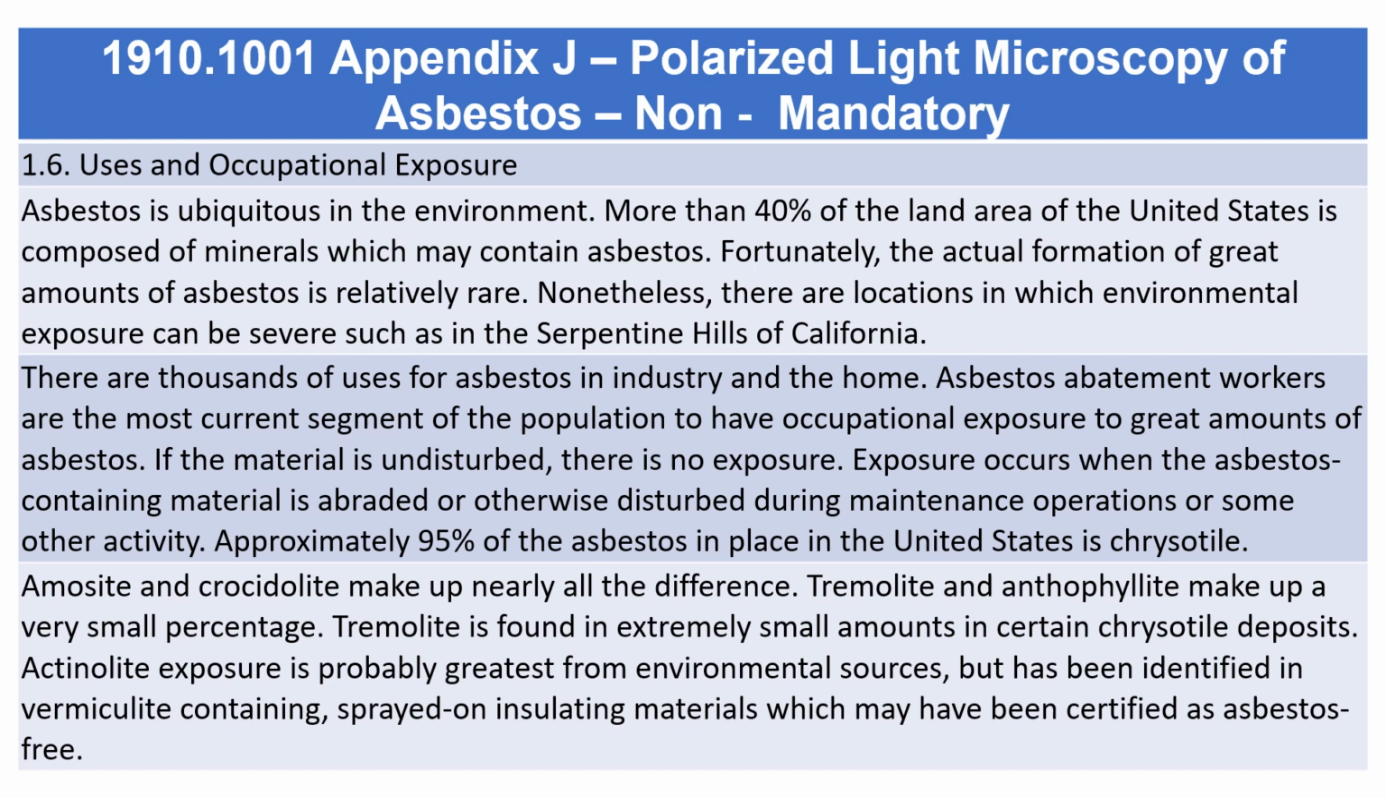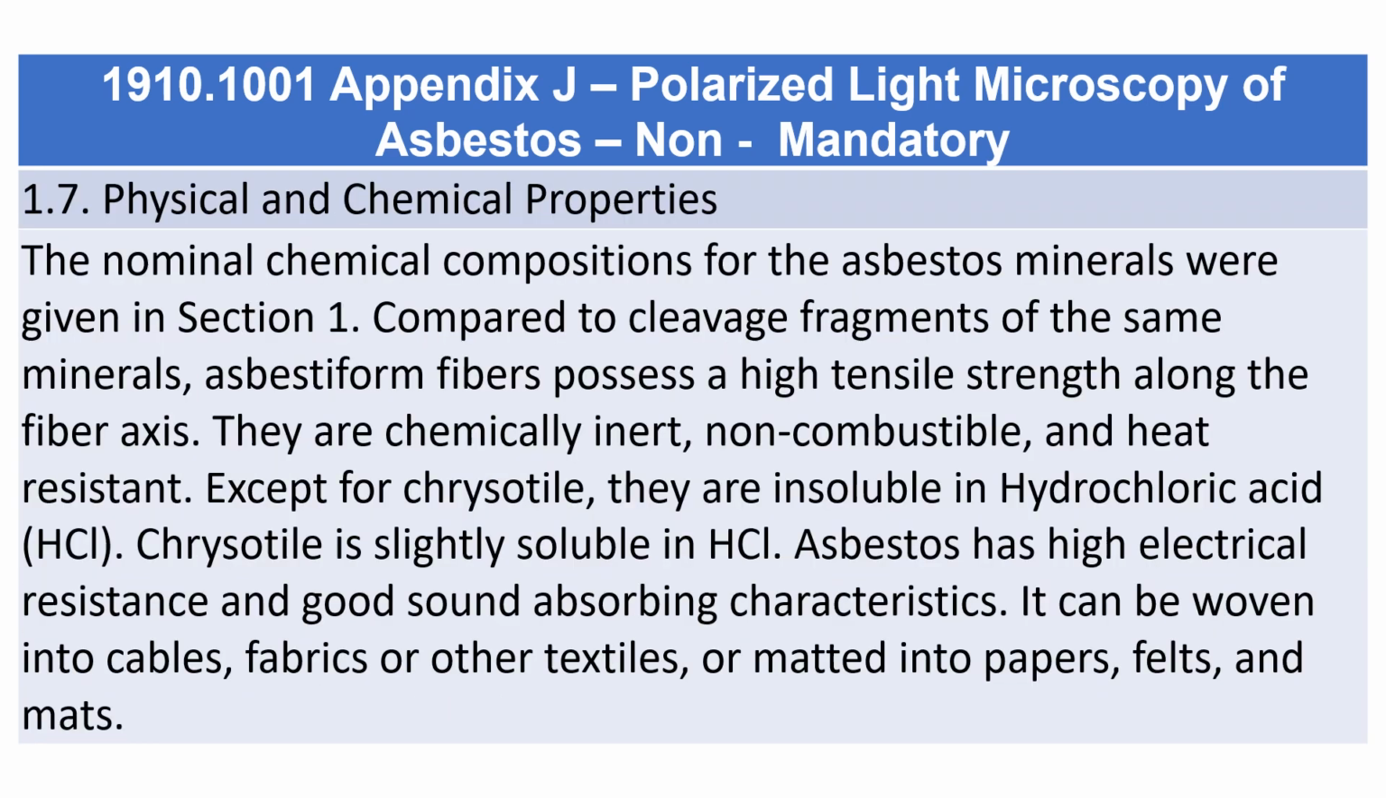Approximately 95% of the asbestos in place in the United States is chrysotile. Amosite and crocidolite make up nearly all the difference. Tremolite and anthophyllite make up a very small percentage. Tremolite is found in extremely small amounts in certain chrysotile deposits. Actinolite exposure is probably greatest from environmental sources, but has been identified in vermiculite-containing, sprayed-on insulating materials which may have been certified as asbestos-free.